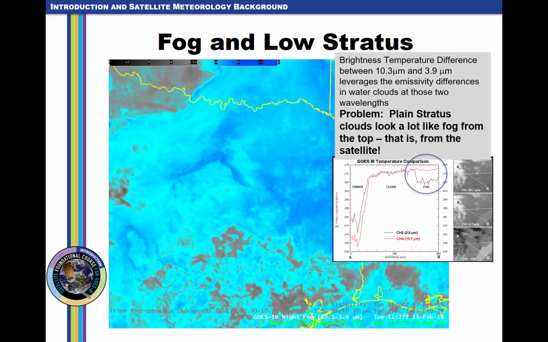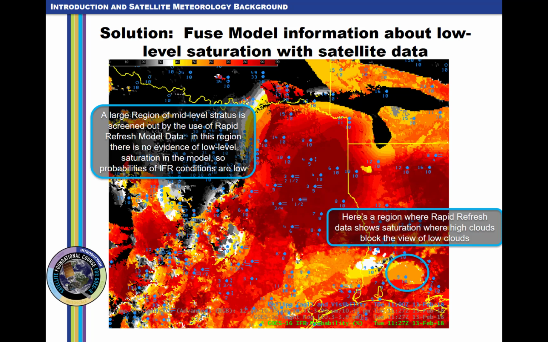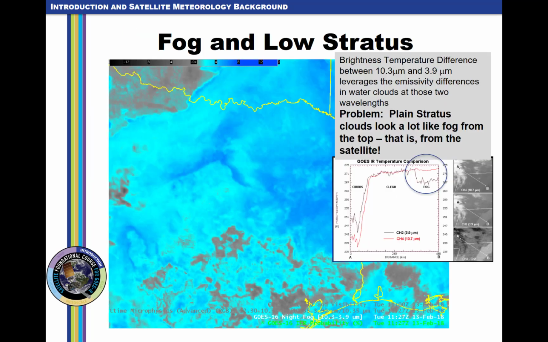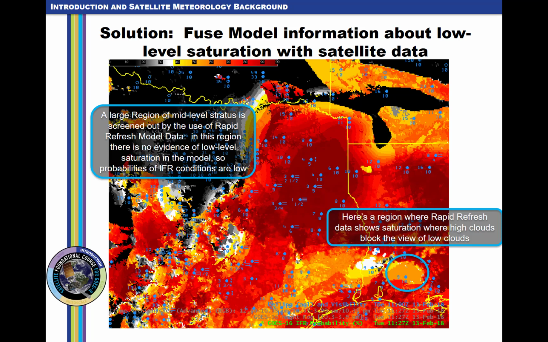The problem is stratus and fog can look very similar from the top of the cloud deck. It's very hard for the satellite to view the cloud base. Because mid-level stratus aren't an important aviation hazard, not usually, the aviation-focused IFR probability field that you can find in AWIPS under the derived products was developed to screen out regions of mid-level stratus and highlight only regions of fog on the ground. The product is shown here over Texas, the same region that we just saw with the night fog brightness temperature difference.